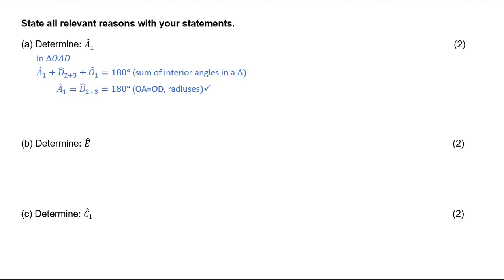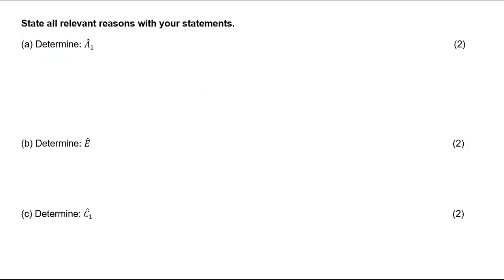Those two angles will be A1 as well as D2 plus D3. All right, and the reason why I say they're equal is because we know that OA and OD are radii, and I specified when we started, radii of the same circle will be equal. Radii of the same circle will be equal, and that is why we've got OA being equal to OD.